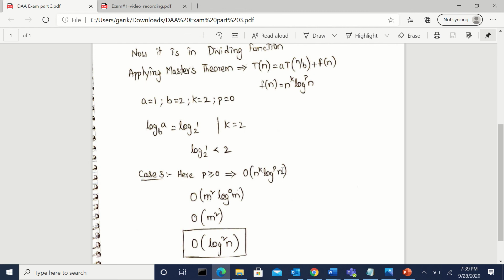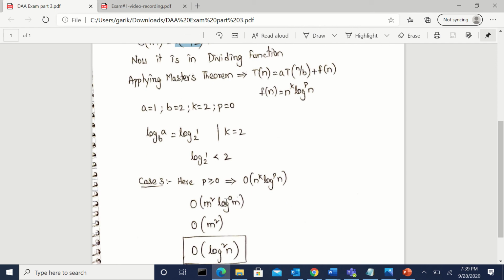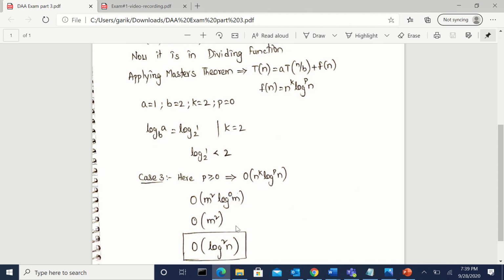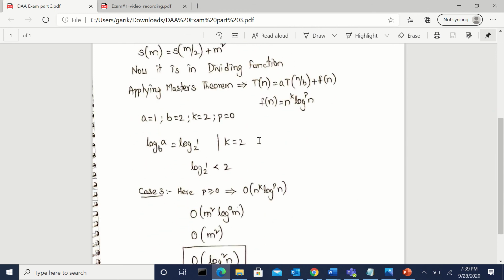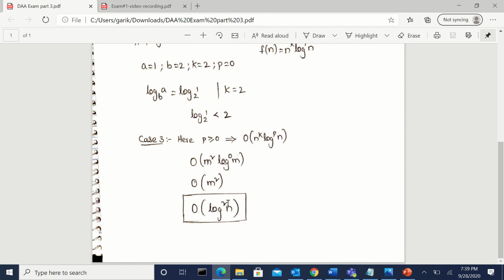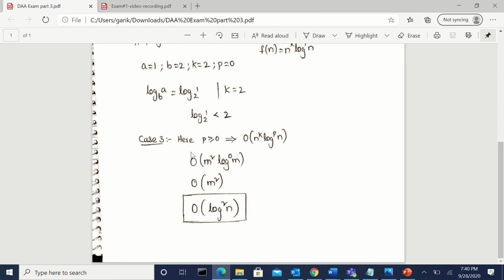But here we are doing the operation from the start in terms of m, so we have to consider n as m. So here it is order of m square log power p of m, and log power anything power 0 is 1, so this value becomes 1 and the resultant is m square. Here, m square means log square n, so the resultant function is order of log square n. The recursive relation is order of log square n.